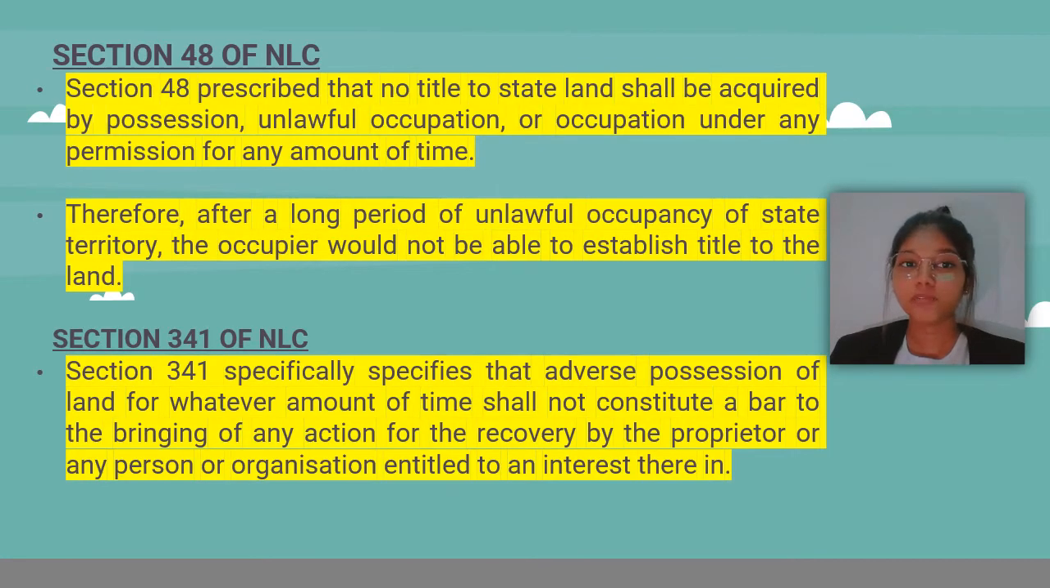So the first one is section 48 of the NLC, which prescribes that no title to state land should be acquired by possession, unlawful occupation or occupation under any permission for any amount of time. Therefore, after a long period of unlawful occupancy of state territory, the occupant will not be able to establish title to the land. Next, section 341 of the NLC specifies that adverse possession of land for whatever amount of time should not constitute a bar to the bringing of any action for the recovery by the proprietor or any person or organization entitled to an interest therein.